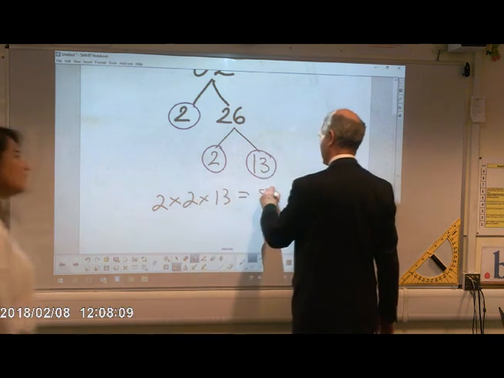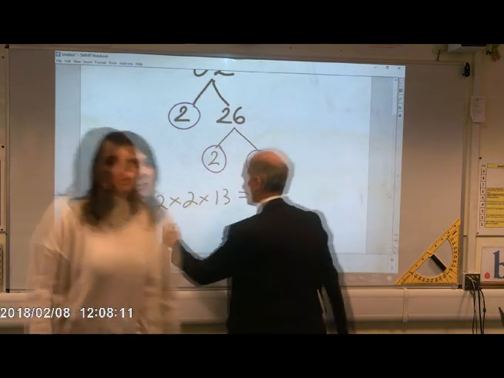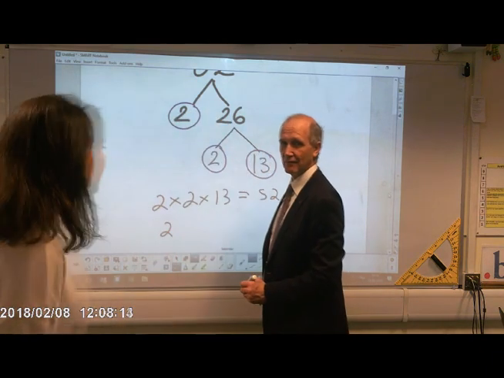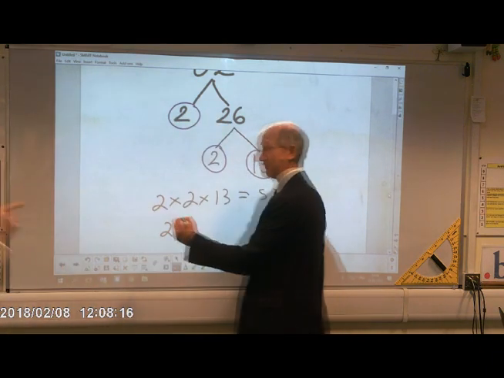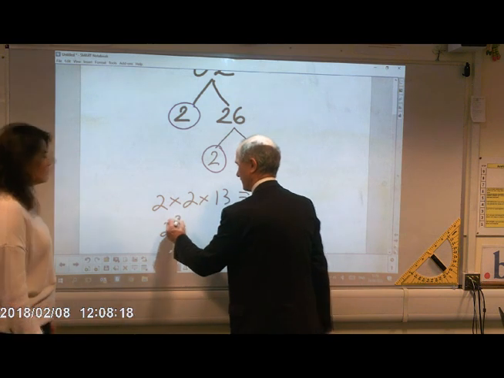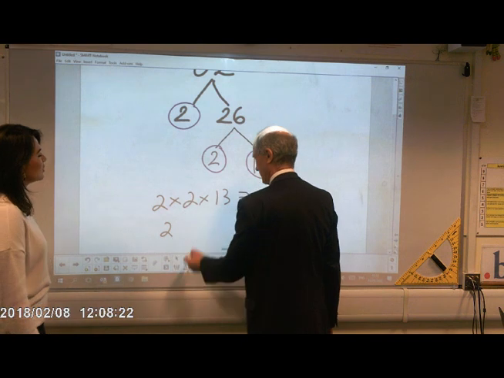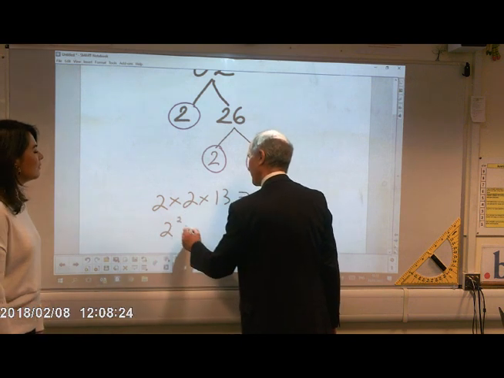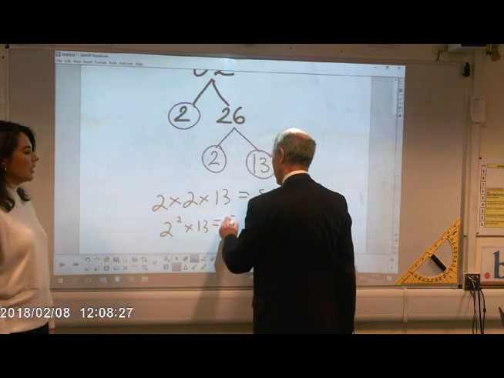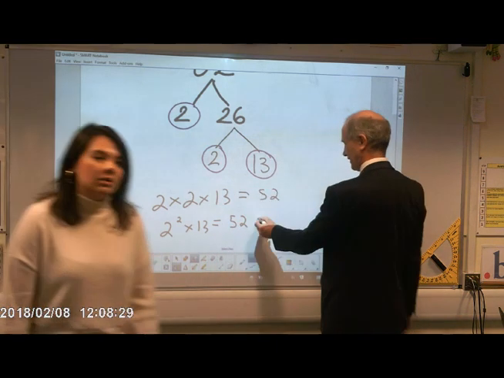Could we write that a different way? Could we write 2 times 2 times 13 a different way? Yes, we can, because we can write 2 times 2 a different way. It's 2 squared times, oh, Mr. Casey, that was a cube. 2 squared times 13 equals 52. And now we've done prime factor decomposition.